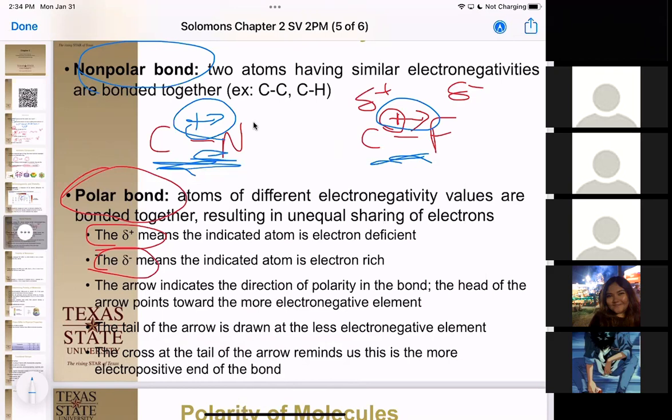So how does that affect the molecule itself as a whole? Well, if we take all these polar bonds and add them together, we can tell whether the molecule is nonpolar or the molecule is polar. But we have to have all of the polar bonds together. So what would that look like?